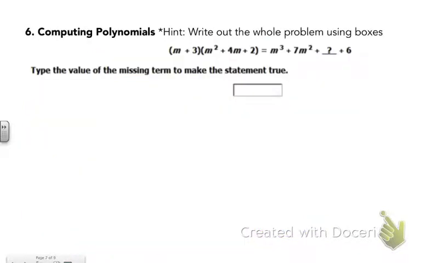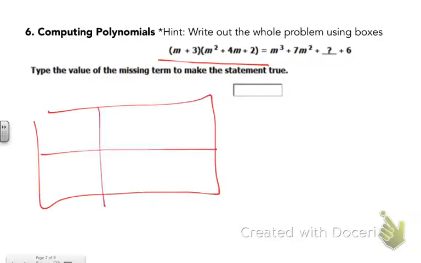Okay, computing polynomials. This is what we just did, and I think we might have been a little bit confused by the format. But remember, if you are multiplying, that's where we drew out the box every time. So even though they've done most of the answer for you, you're not going to figure out that missing blank unless you multiply everything out.